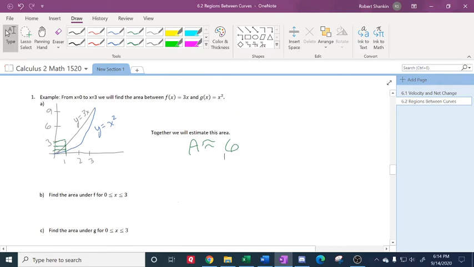Part B. Find the area under F for x between 0 and 3. This part I think I can handle. So, this one is F. I should have probably put this as, there's F. And this one over here is G. So, the area under F from 0 to 3 is you just put the F function.